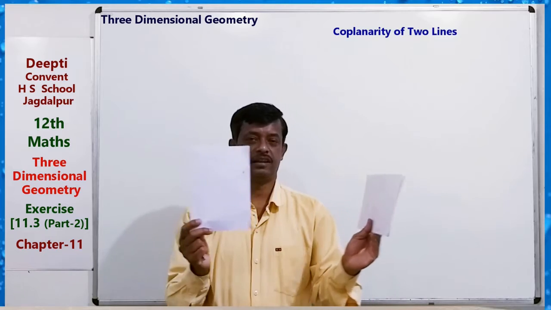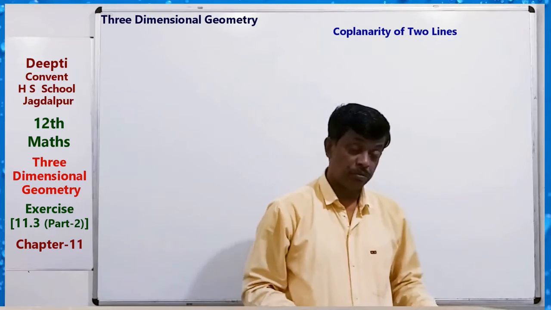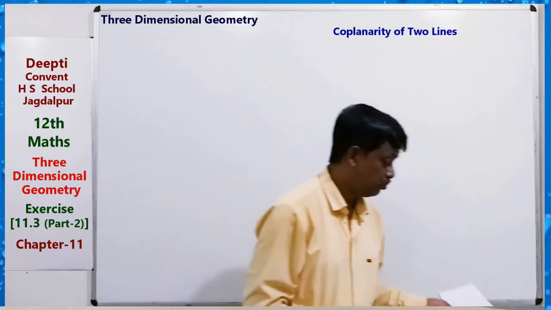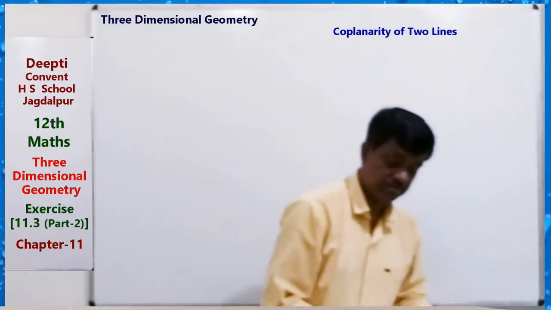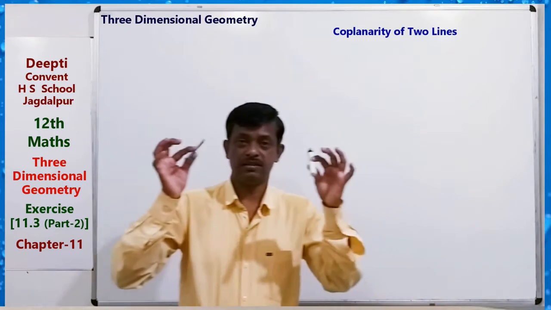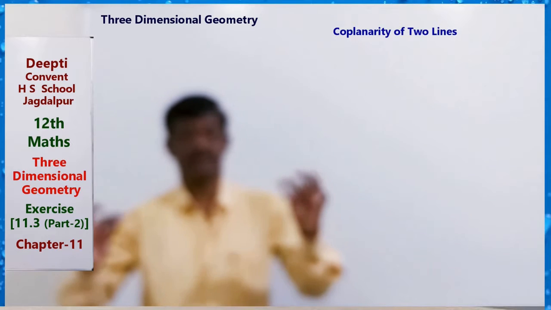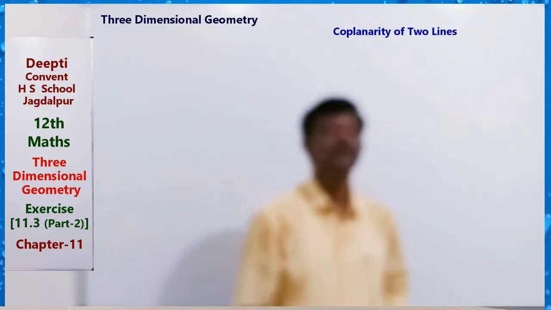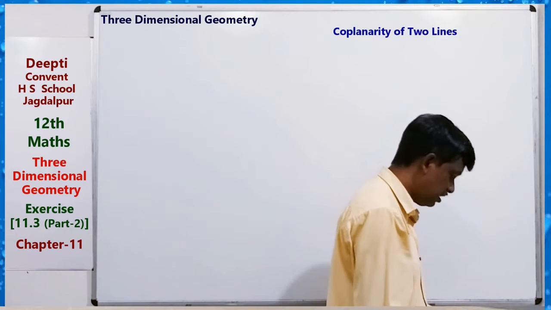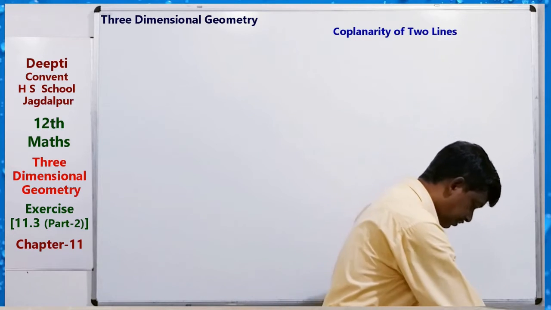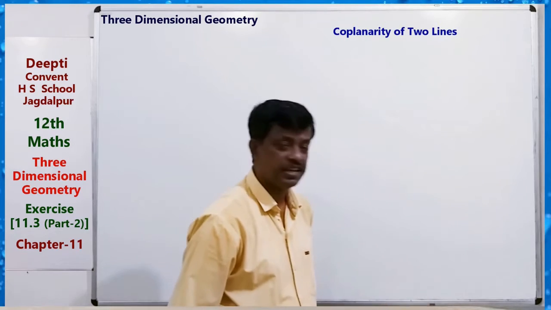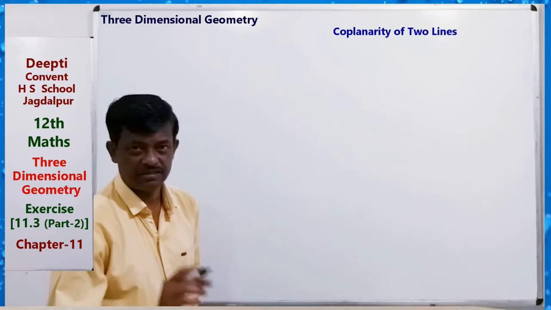Lines can be parallel. For two parallel lines, there is no plane passing through them in the general case, so two lines should lie on a plane. What will be the condition? Coplanarity of two lines in 3D.